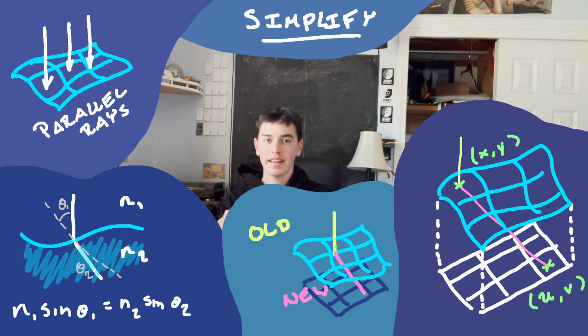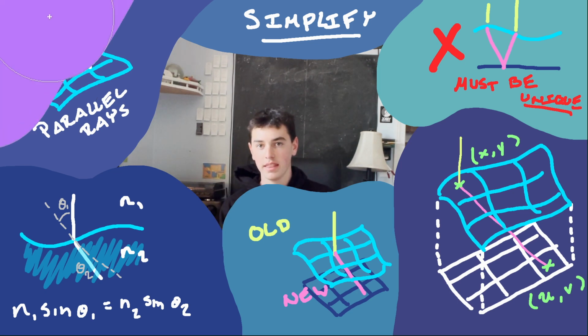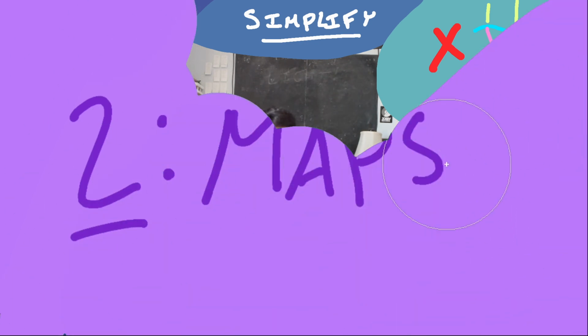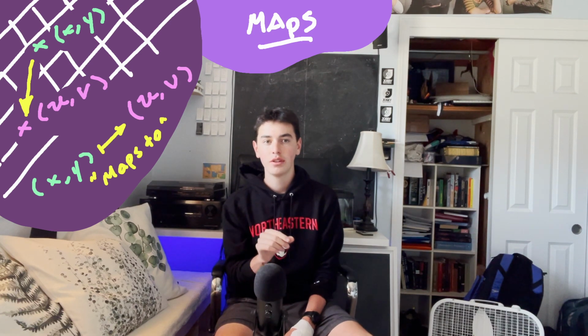Essentially, we're saying that the light hits the surface at the point xy and hits the bottom at the point uv. As an added side note, we're going to assume that each ray of light maps to a unique point at the bottom of the pool. In other words, no two rays of light can hit the same point at the bottom. In physics and math, we call the idea of shifting from one point to another point a map. So, to restate our problem, we can say that the surface of the water maps a point xy on the surface to a unique point uv at the bottom.